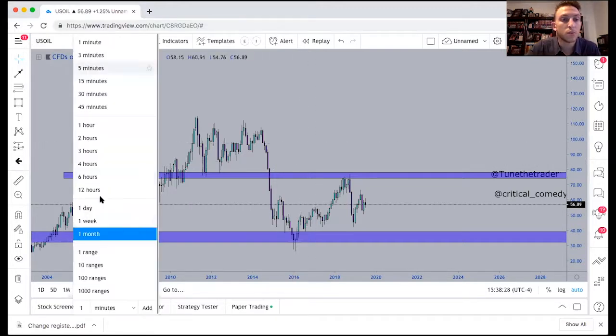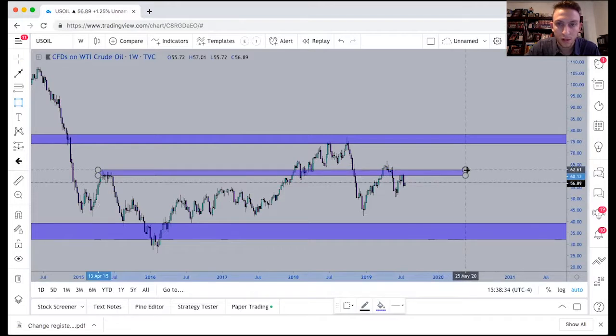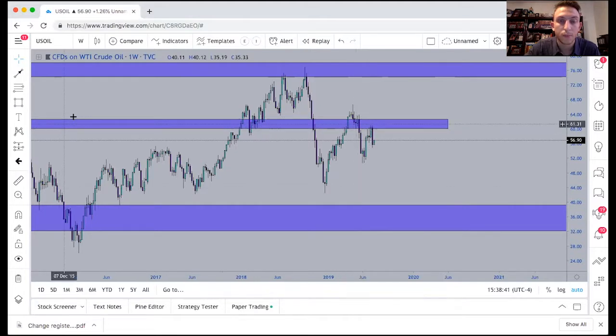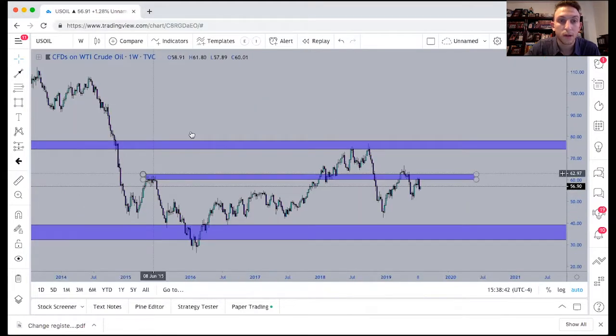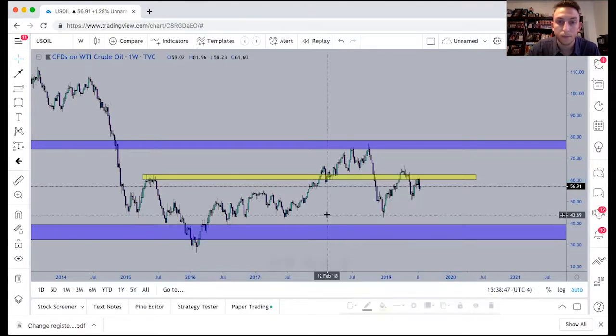All right, so bring this over to the weekly time frame now. Same old, same old. And this is super easy. Clear zone right here that we are rejecting from. And we have 1, 2, and a third rejection right here. So we're definitely still bearish on US oil so far, looking at the weekly time frame.